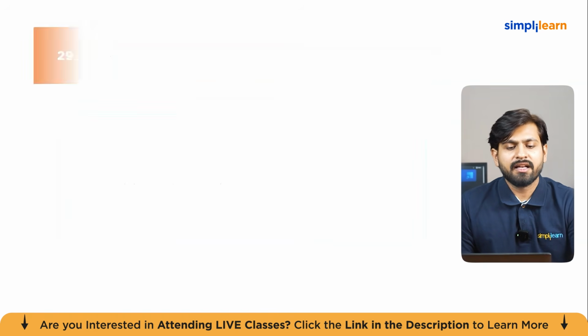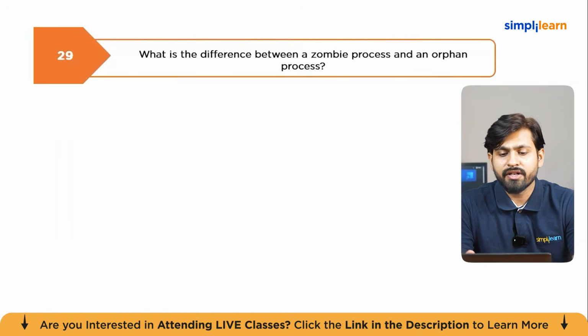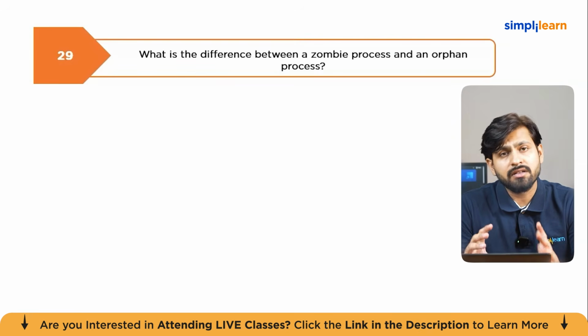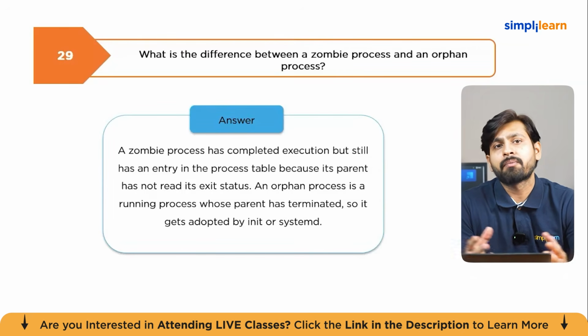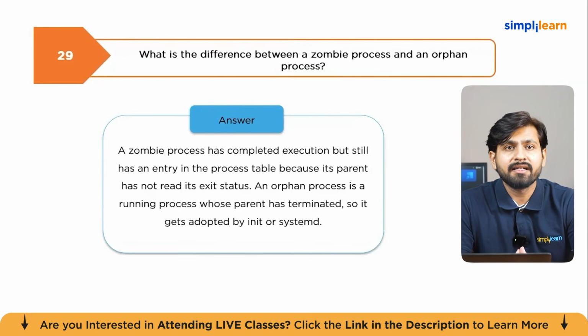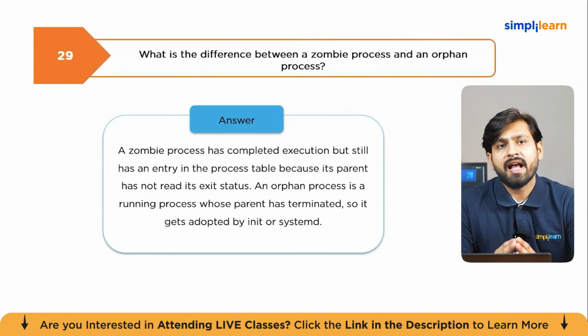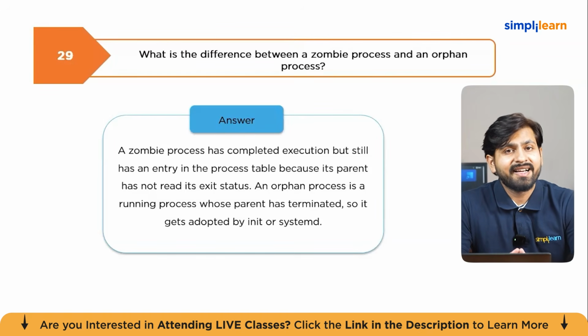Now, let us discuss the next question. And the question is, what is the difference between a zombie process and an orphan process? The answer for the same is, a zombie process has completed execution but still has an entry in the process table because its parent has not read its exit status. Whereas an orphan process is a running process whose parent has terminated. So guys, it gets adopted by init or systemd.